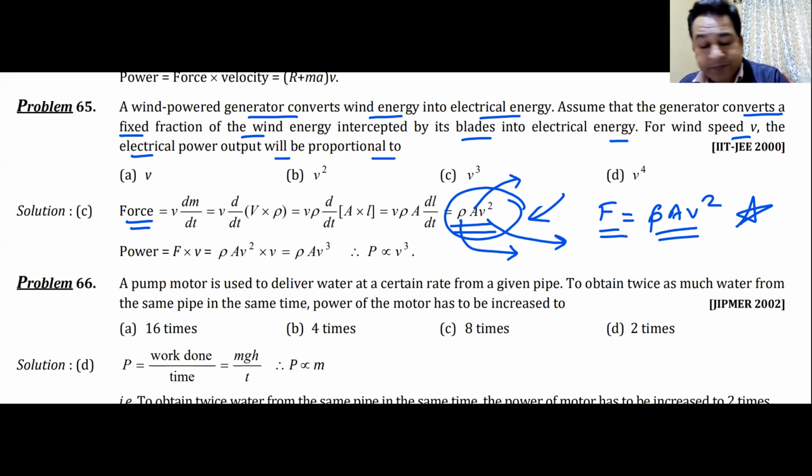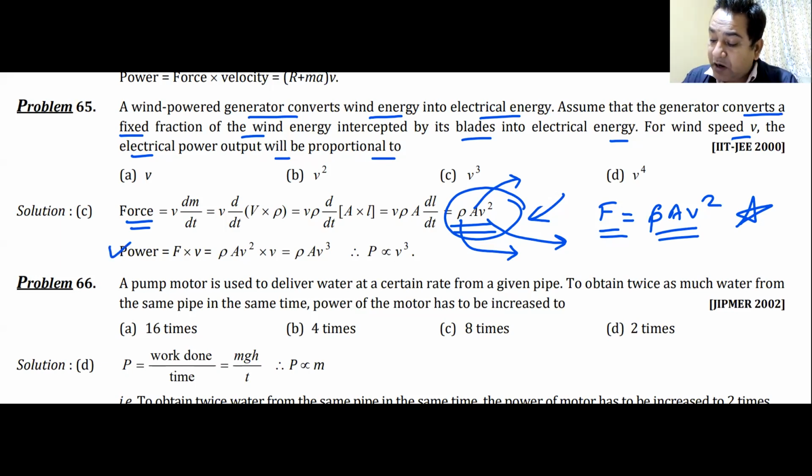Sana, good job that you have tried the question. I'm not sure if everyone of us present in the class has seen this question. If you have not, well, you have missed it. Sana, this is how you do it. So force is rho A into v square.